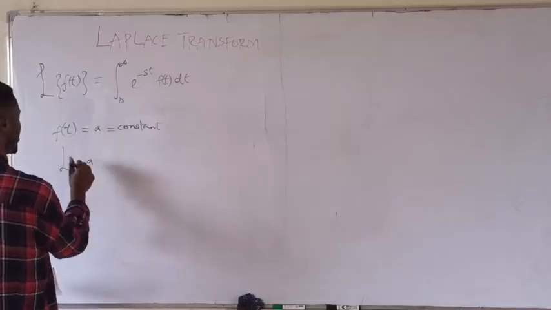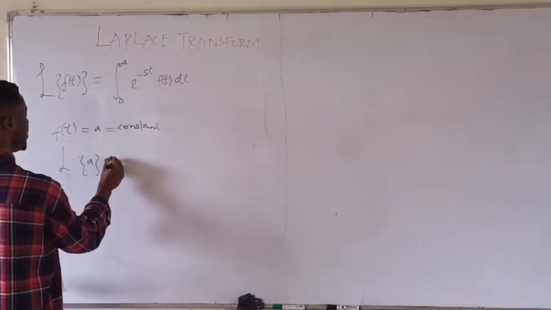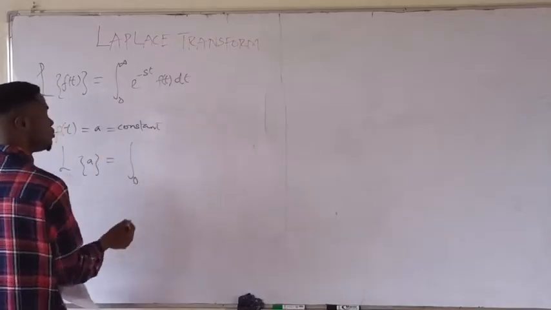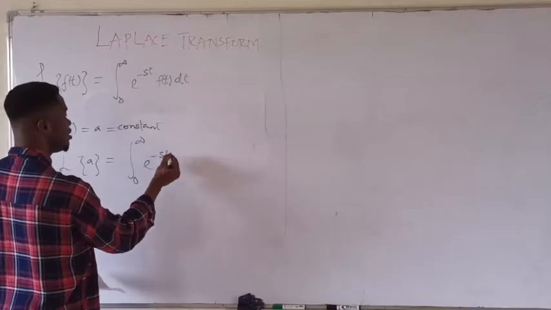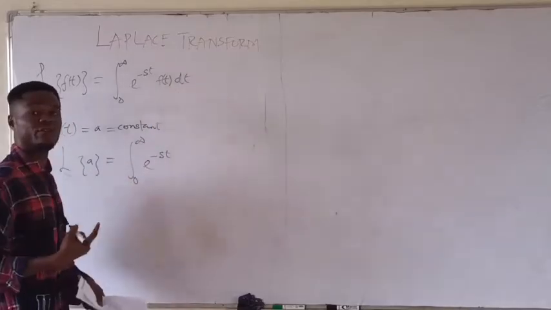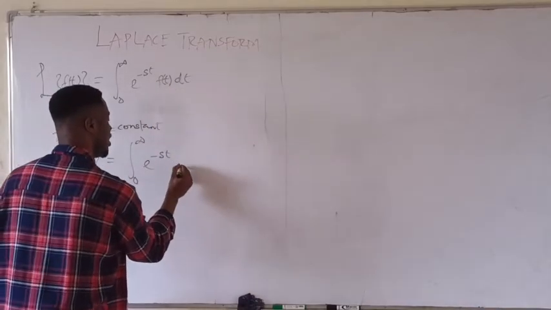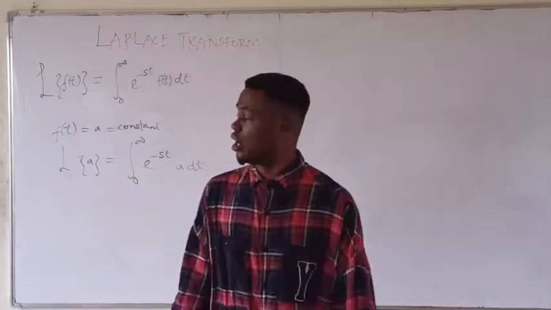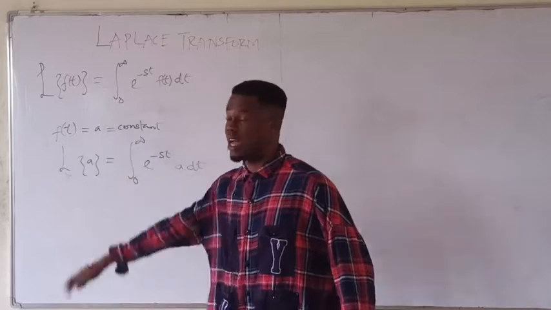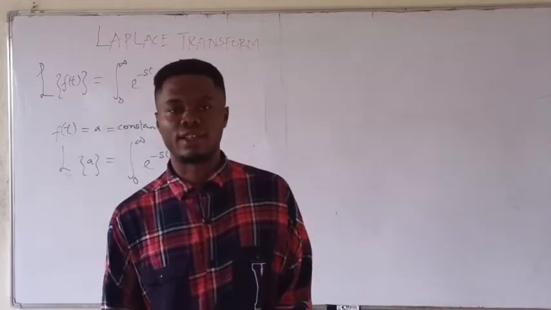Hence, the Laplace of a is equal to the integral from 0 to infinity of exponential of minus st times a dt. The only thing I'm changing is the f of t. So this is the definition of the Laplace of a constant.